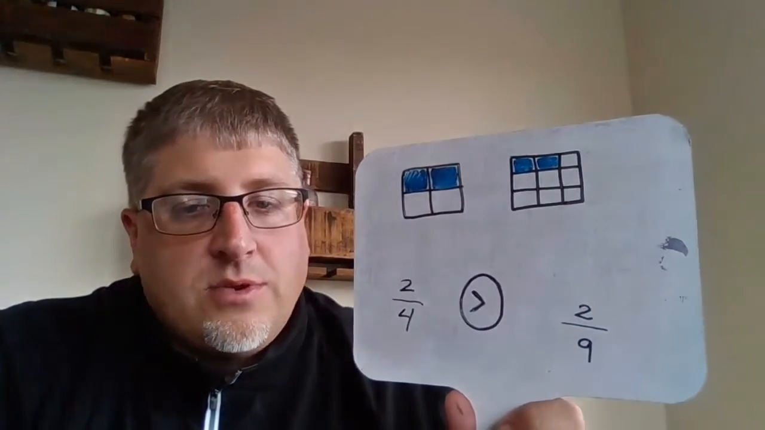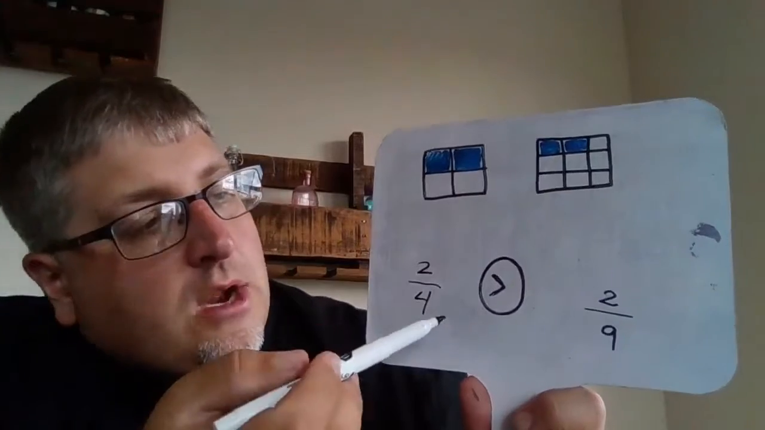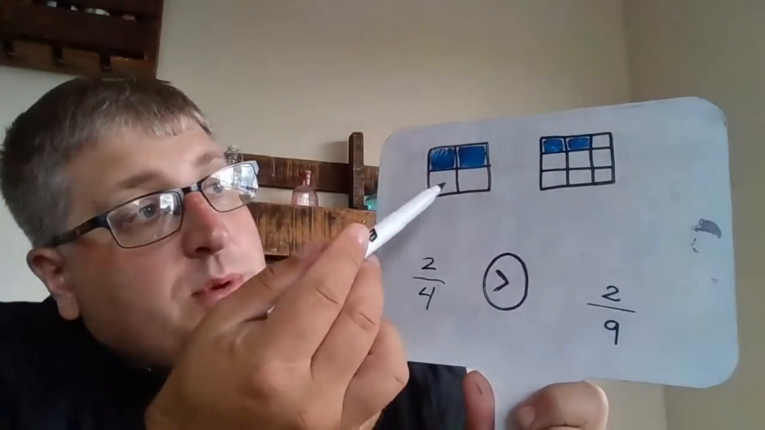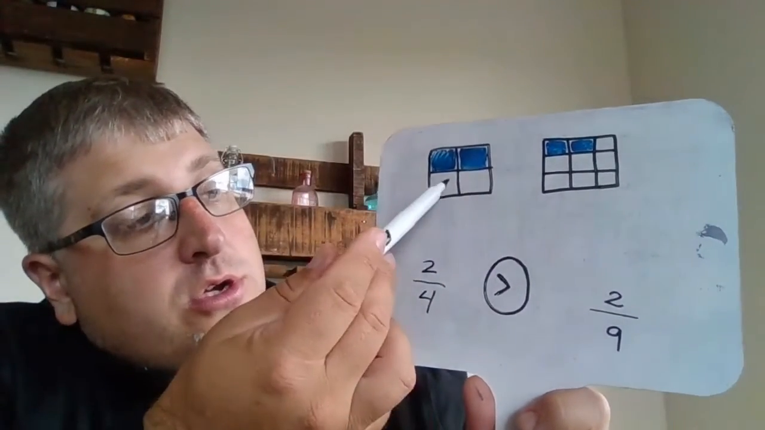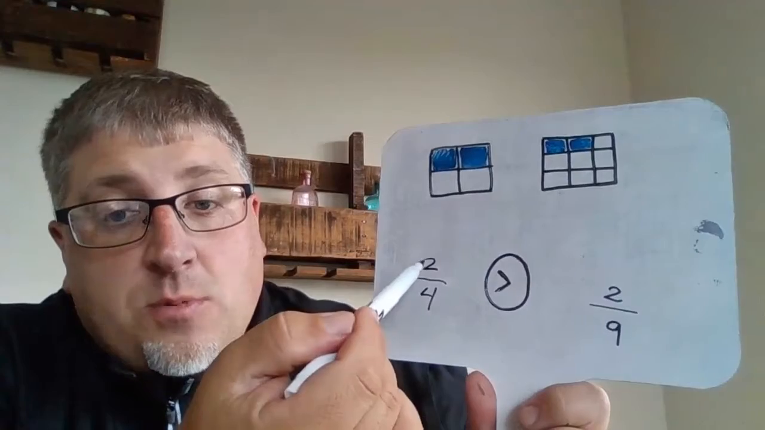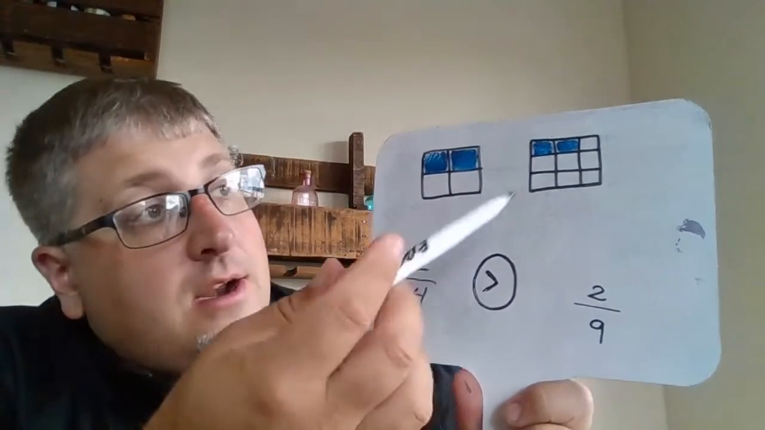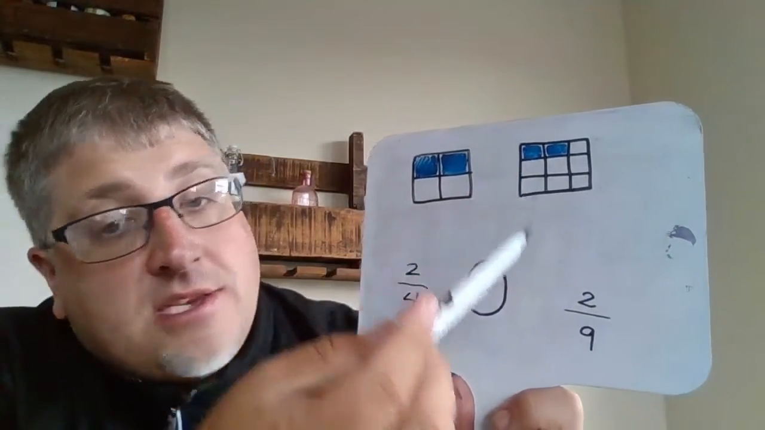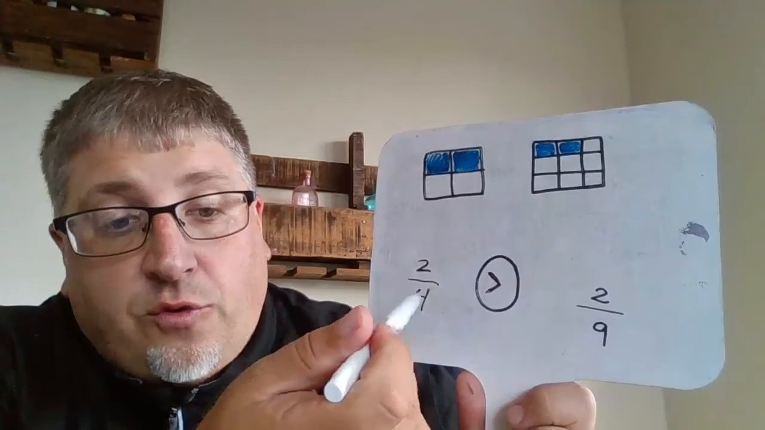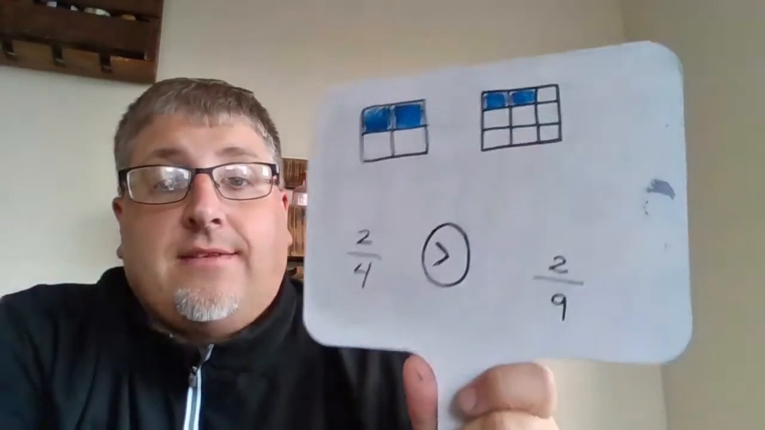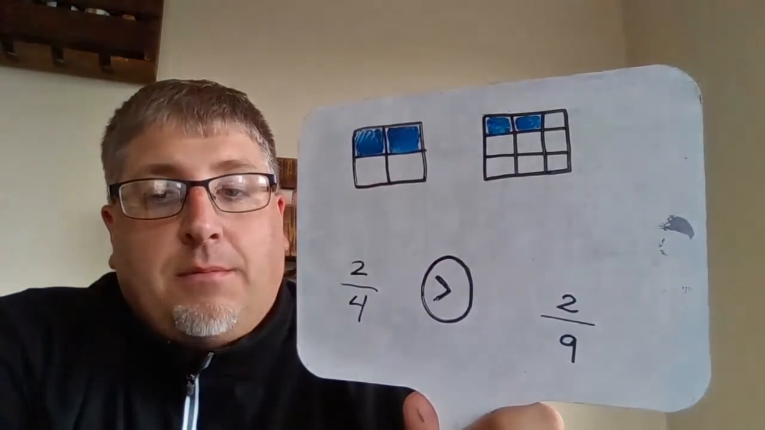Okay, kind of got frozen there for a second here. Just to go over what we had here. We had 2/4. My denominator is 4, my numerator is 2. 2/4 in there. And then I had 2/9. 2 pieces were colored in out of 9. 2/4 is greater than 2/9 on that second problem. Okay, very simple. That one is very simple.